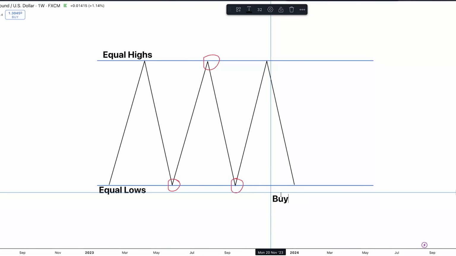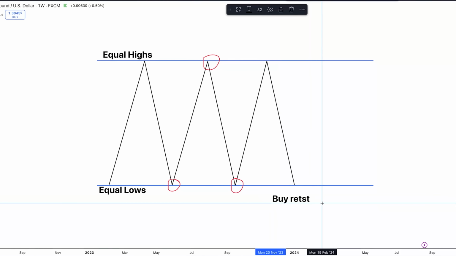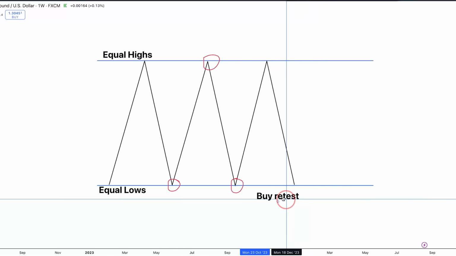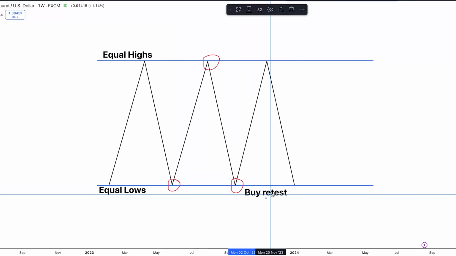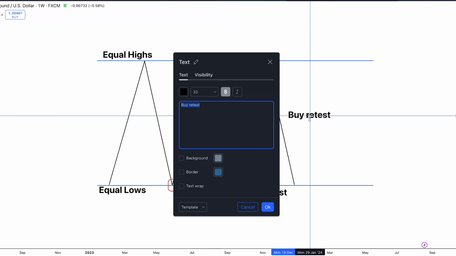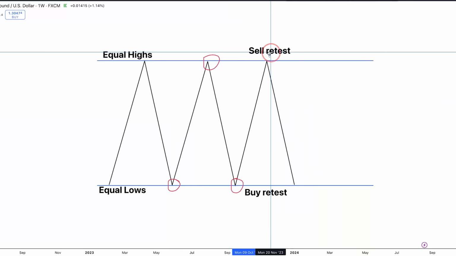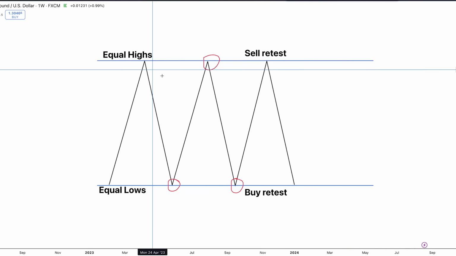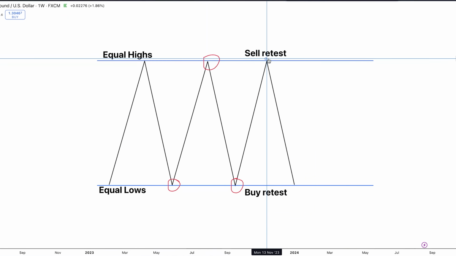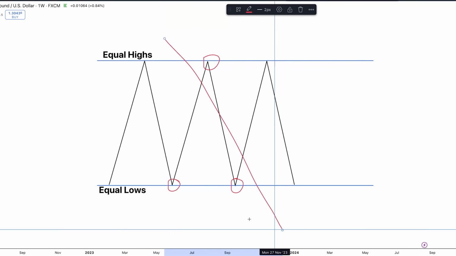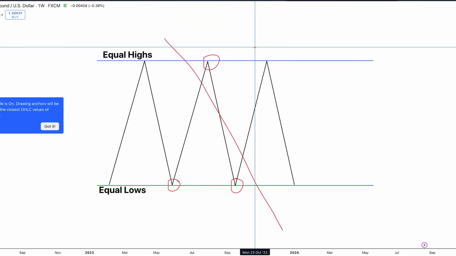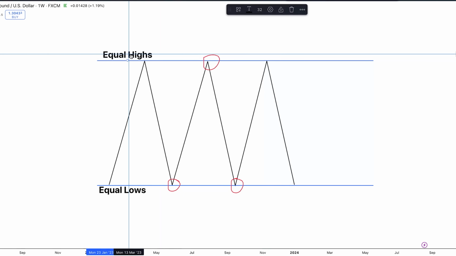See, support and resistance traders will be looking to buy retests of a support floor. So when the market makes an equal low, they are trying to buy. Resistance traders are then looking to sell a retest of an equal high. So up here, if the market has formed this high, when it forms the second high or the third, they will be looking to sell that retest. But this doesn't always work, and that is because of a concept called liquidity.